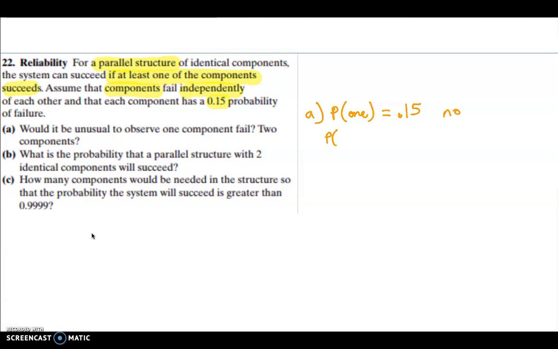However, what's the probability that two fail? Well, they're independent, so we can multiply the probability the first fails and the probability the second fails, which when I multiply these together, I get 0.0225, and that is unusual because that is less than 5% or 0.05. So we've got this parallel structure, and it's very unusual to see two components fail, but to see one component fail, that's not unusual. So that's part A.